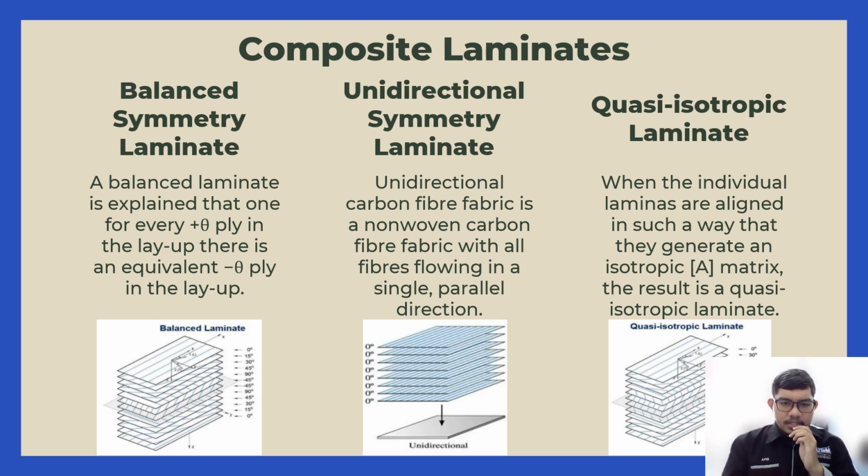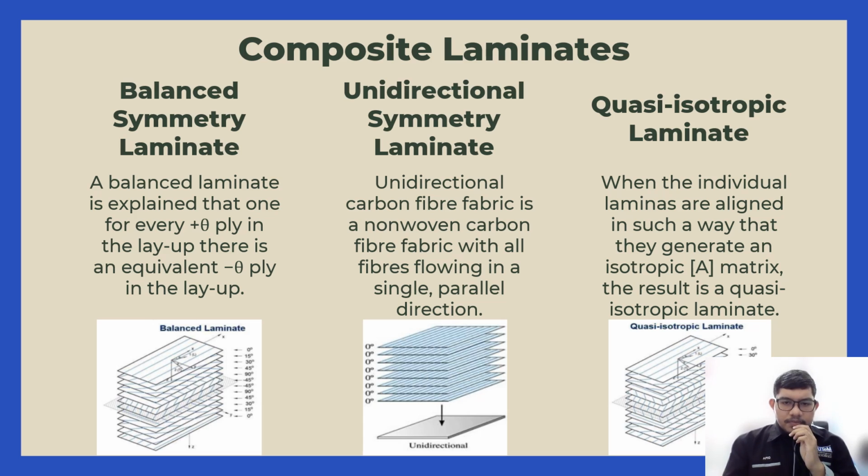Unidirectional symmetry laminates. Unidirectional carbon fiber fabric is the non-woven carbon fiber fabric with fibers following in a single parallel direction. This sort of cloth has no space between strands and the fibers lay evenly. There seems to be no cross-section width that cuts the fiber strand in half in the opposite direction. This allows for a larger concentration of fiber, which gives the cloth more longitudinal tensile strength than any other weave.